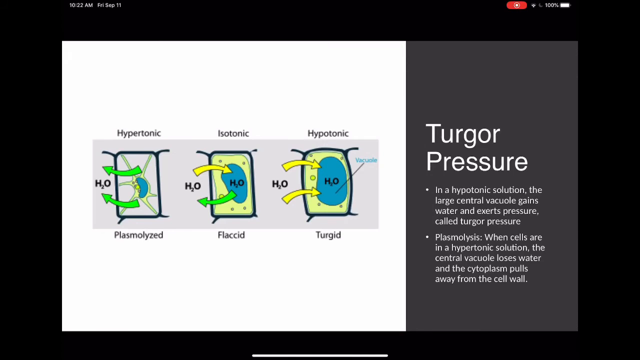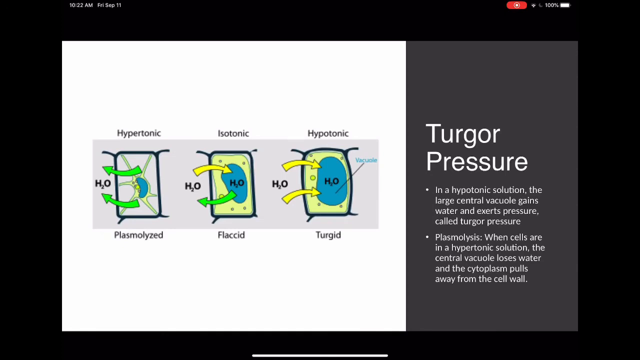So if you think about it, the cell wall is not going to move much because the pressure from the water is going to be pretty high. So you could think of this as a very, very firm, rigid cell. And then in the opposite, where there's a hypertonic solution and water wants to leave the cell to equalize the concentration of water across the membrane, you're going to see the central vacuole shrink, and the cell membrane is going to pull away from the cell wall.